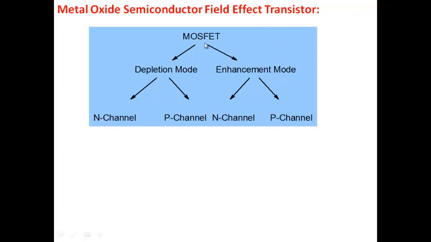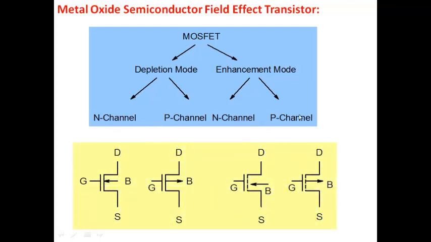So now MOSFETs can be classified into two categories, depletion mode and enhancement mode. We just saw that you need to apply a voltage to create a channel, and that's why we call it an enhancement mode transistor. Each one of them can be N channel or P channel. And these are the symbols here. We'll primarily be concerned with N channel enhancement mode transistors. You can see the symbol for an N channel: you have drain, source, body, gate. The arrow is pointing in or out, which you'll see from the next diagram.